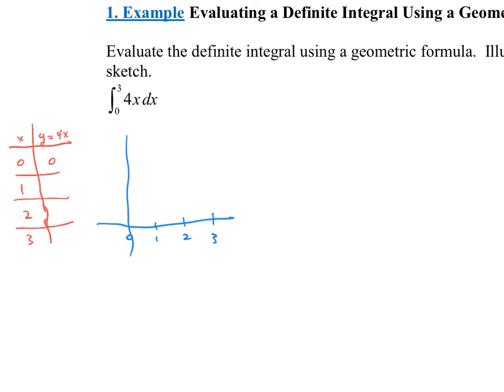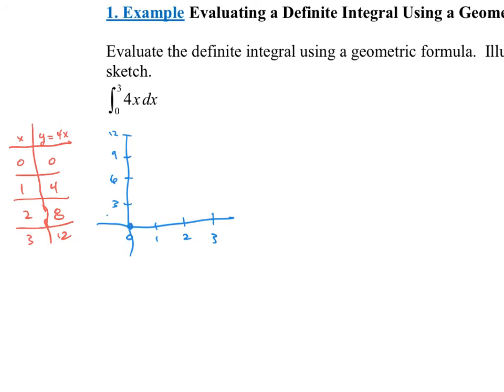4 times 0 is 0. 4 times 1 is 4. 4 times 2 is 8. And 4 times 3 is 12. So it looks like I have y values all the way from 0 up to 12. So I'll cut that in half, call that a 6. Cut those in half, I'll do a 3, and I'll do a 9. I just want to make sure my scale is accurate. Again, notice the x-axis and the y-axis don't need to match here. I'm just sketching a rough graph here.